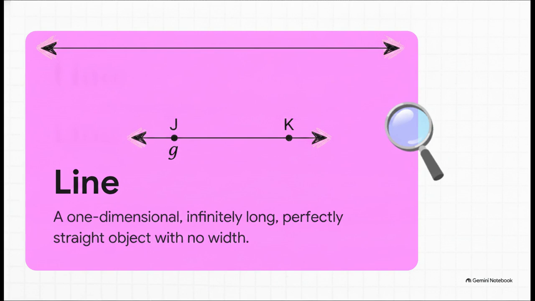Now, imagine we take that 0-dimensional point and stretch it out forever in 2 opposite directions. What do we get? A 1-dimensional line. A geometric line is perfectly straight. It goes on infinitely, which is why you'll see us draw arrows on both ends. And just like a point, it has absolutely 0 width. It only has length, making it entirely 1-dimensional. To name a line, you just pick any 2 points on it, let's say J and K, and call it line JK. Or you can just use a single lowercase italicized letter, like line G.